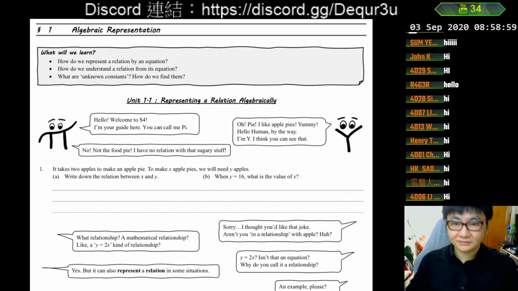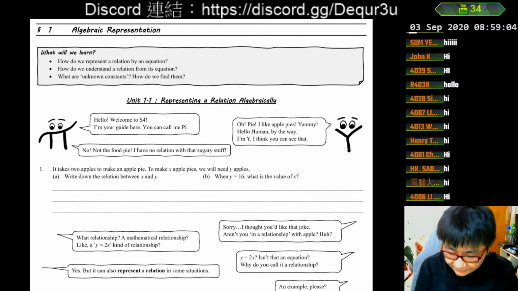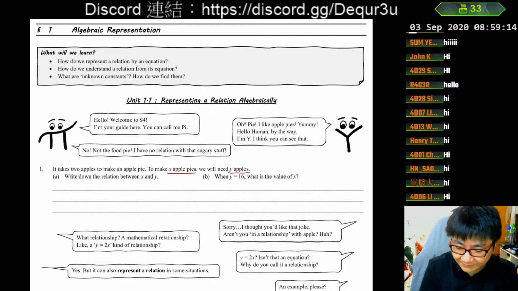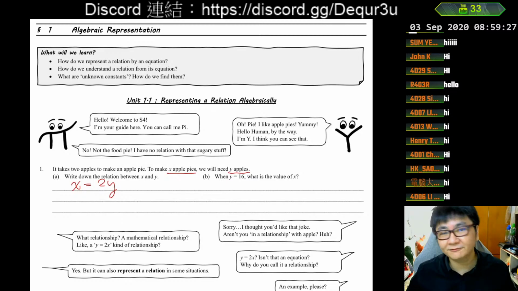to show the result. Okay, so let's do it. Write a relation between X and Y. That means we just want an equation, an equal sign, with X and Y. X is the number of apple pies. Y is the number of apples. But we need 2 apples for 1 apple pie. Therefore, how many apple pies can we make? X is equal to, so each apple pie needs 2 apples, therefore it will be 2Y. Okay, this is a relation. This is an algebraic form of the relation.